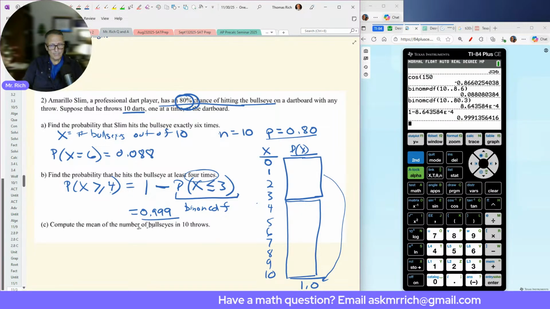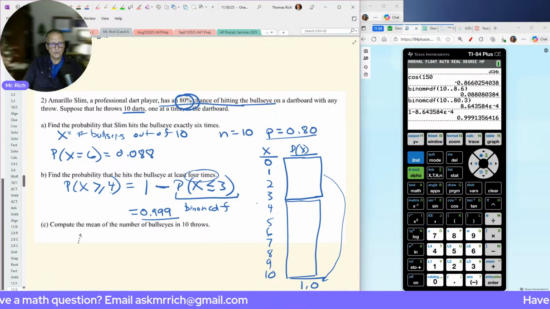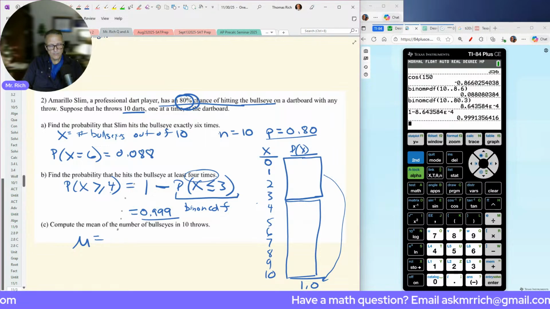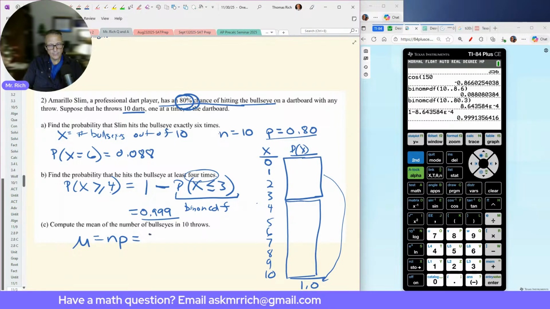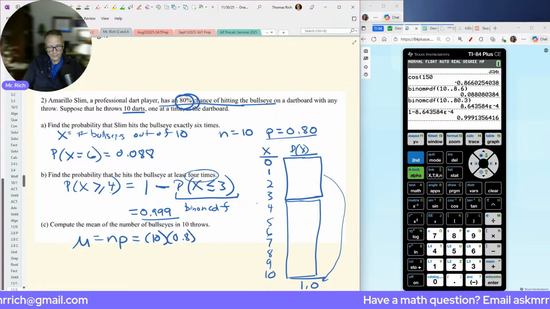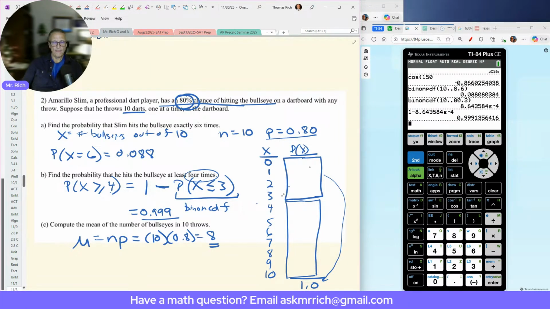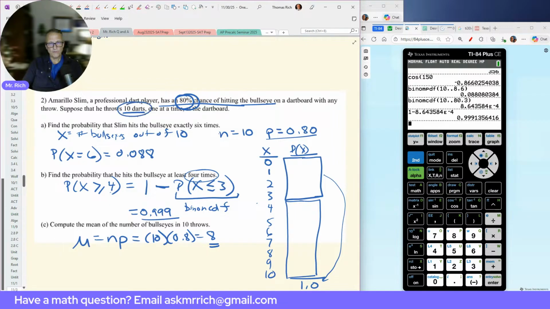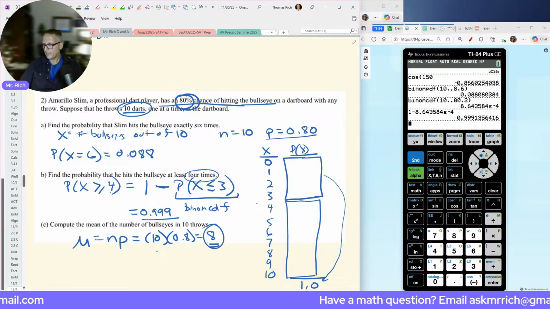Now, compute the mean number of bullseyes in 10 throws. Well, since this is a binomial random variable, the mean is going to be equal to his probability times the number of trials, n times p. So he's throwing it 10 times. 0.8 is the probability of success on any one of them. So that is 8. That means that over many times that we observe Slim throwing 10 darts, on average, he's going to hit 8 bullseyes out of 10 after many, many different observations.